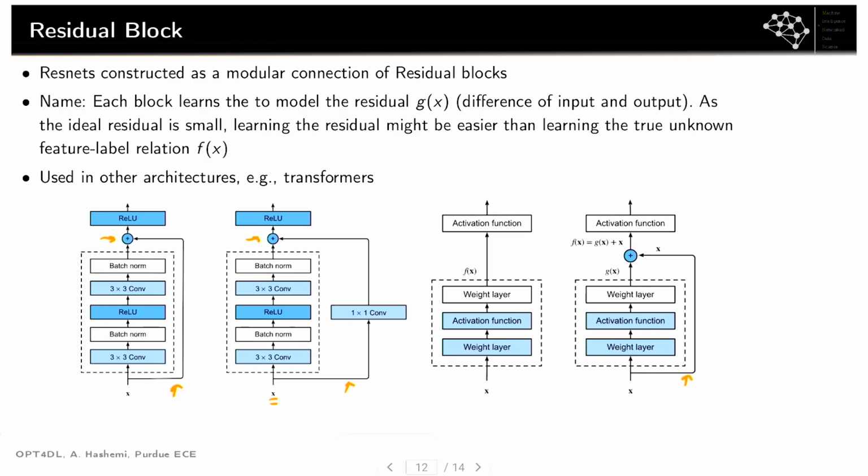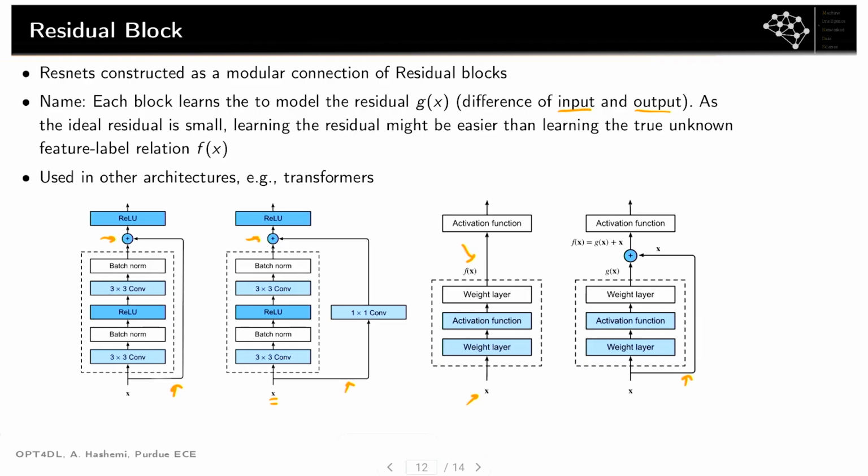Now, why this particular name? The name comes from the fact that the model is trying to learn the residual, basically the difference between the input and output of a residual block. This is different from feed-forward neural networks without any skip connections, where we are trying to learn the relationship or the label rule that characterizes the relation between the input and the output.